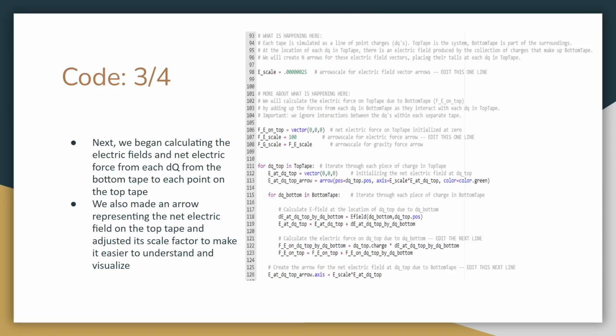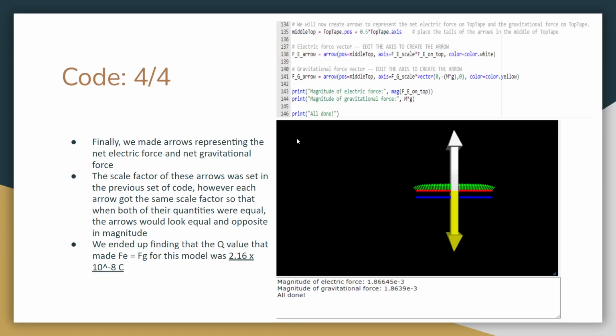So then we began calculating the electric fields and net electric force from each dQ from the bottom tape to each point on the top tape. We also made an arrow representing the net electric field on the top tape and adjusted its scale factor to make it easier to understand and visualize. As you can see right here, the scale is very small for the electric field arrows, and then for the force arrows and also the Fg arrows, it's quite big.